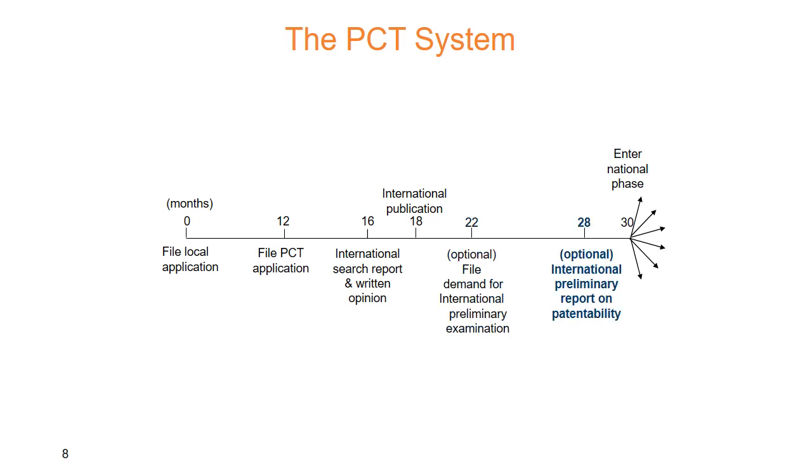After completing this, we are going for the 28th month. So this is also optional. So here we are going for the international preliminary report. So here the search authority will give the report on patentability, whether it is patentable or not patentable. So this is to be given within the 28 months by the competent authority. So the additional patentability analysis will be designed for the national phase decision making.